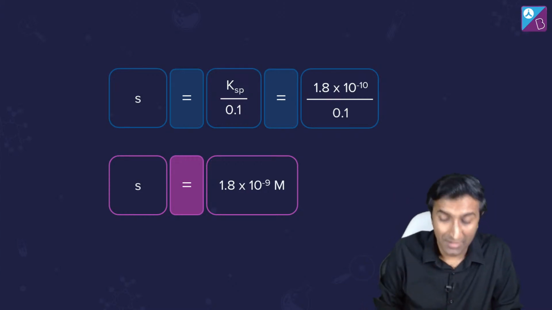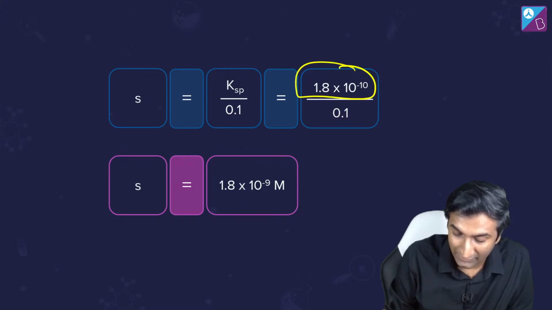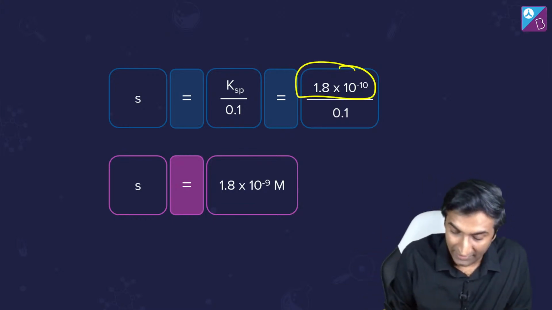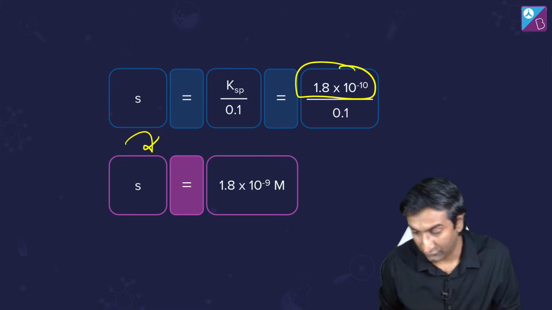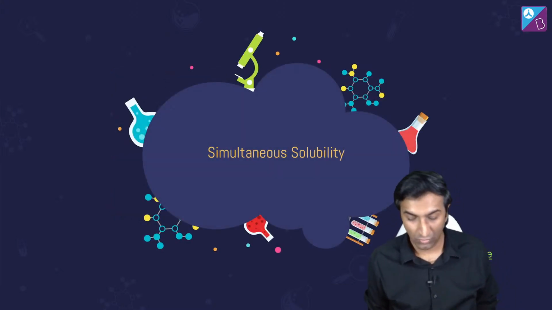खैर, वहीं पे नेक्स्ट पेज पे वही हम लोगों ने कैलकुलेशन किया कि KSP happens to be in the tune of 10 power minus 10 और 0.1 हटाओ तो देखो S कितना कम हो गया, solubility कितना कम हो गया. ठीक है, cool. Little bit more theory and then we'll do a couple of questions.